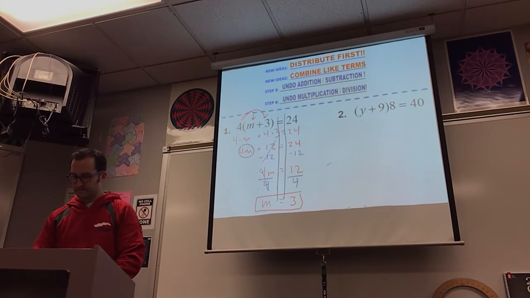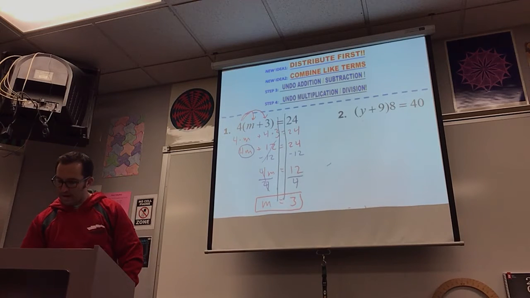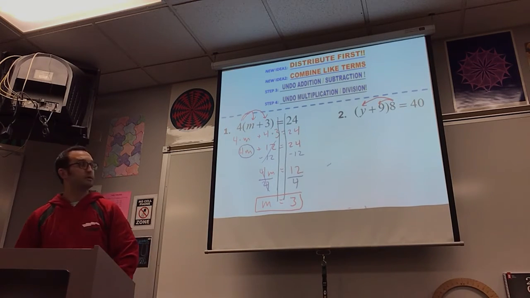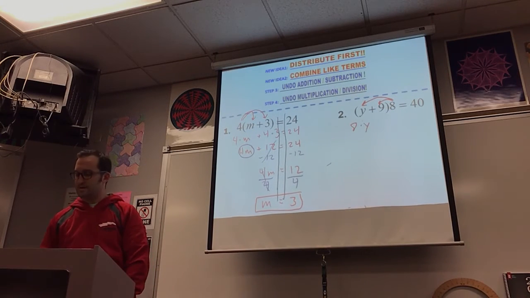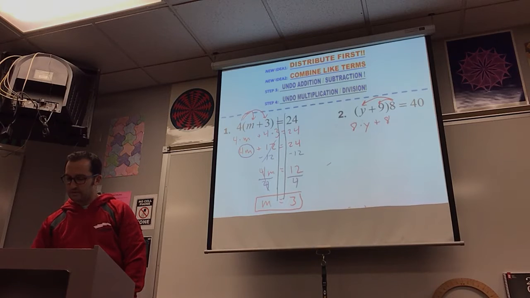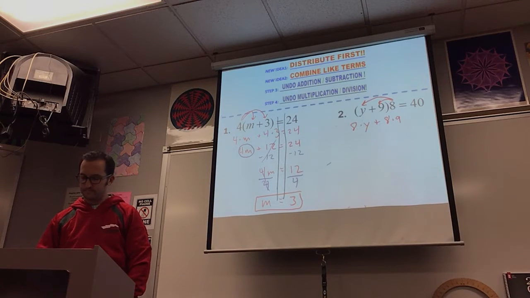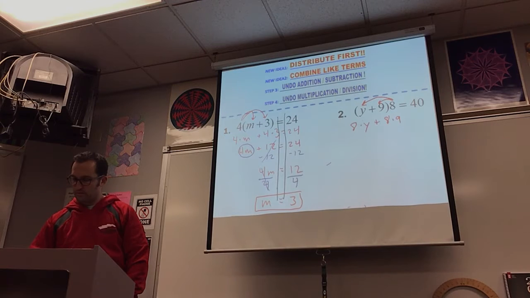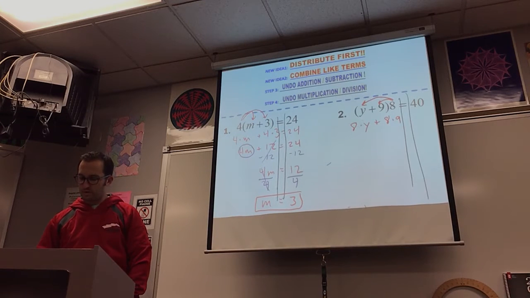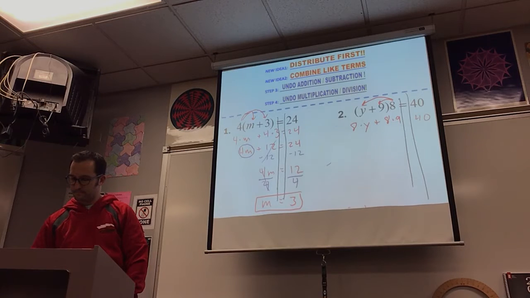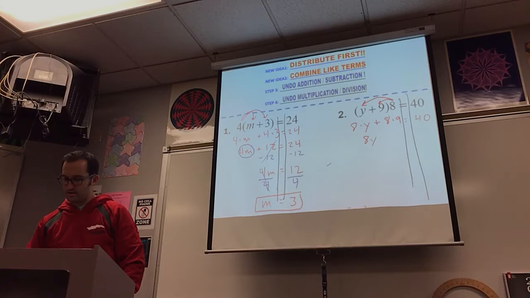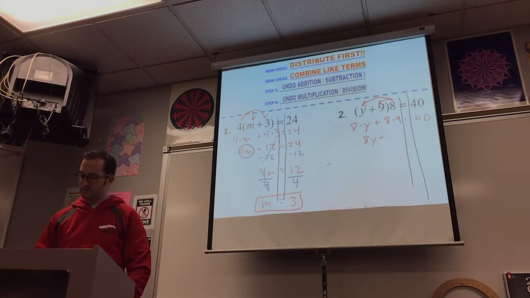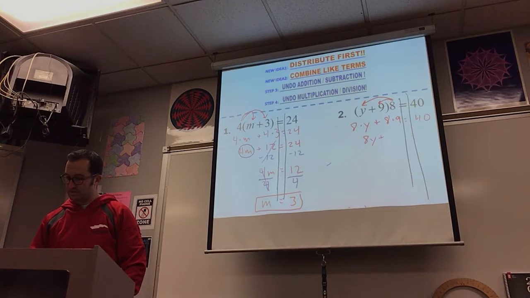Oops, wrong color. Notice that 8 needs to be distributed to the y and to the positive 9. So distributive property would be 8 times what? Y. And then plus 8 times 9. Build my wall here. Bring down my 40. Let's finish simplifying. 8 times y is 8y. 8 times 9 is, what is it? Good call, 72. Equals 40.